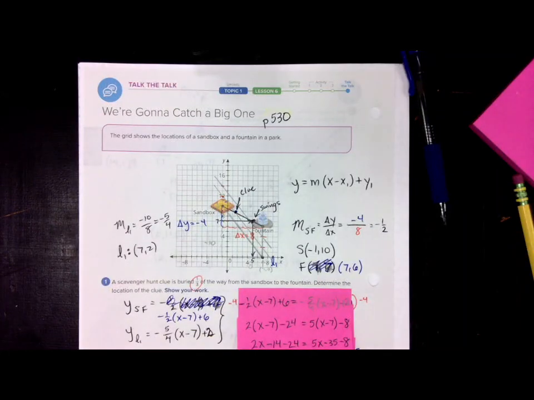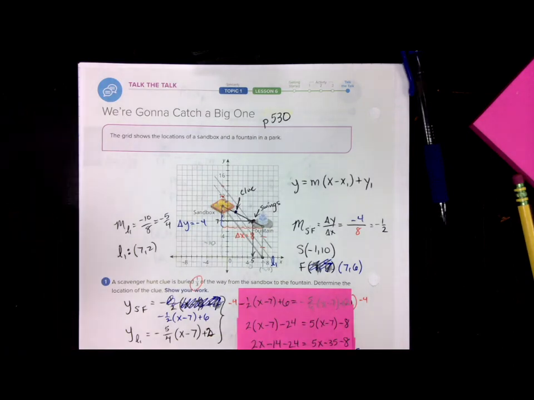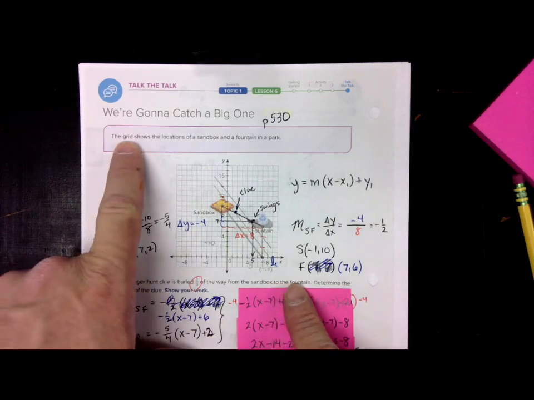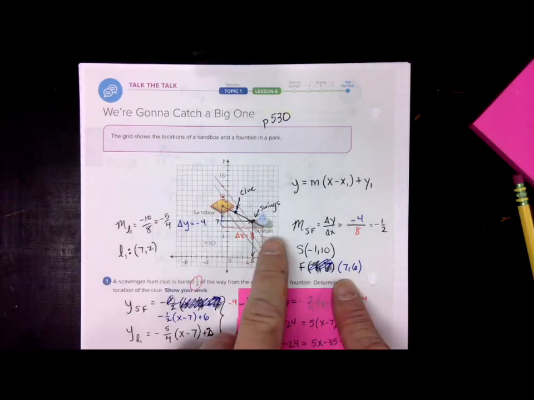All right, you guys, this is it. Page 530, last page of this entire topic. It's got a lot going on, so stick around, pay attention. Here we go. The first part is the grid showing the location of a sandbox and a fountain in a park.